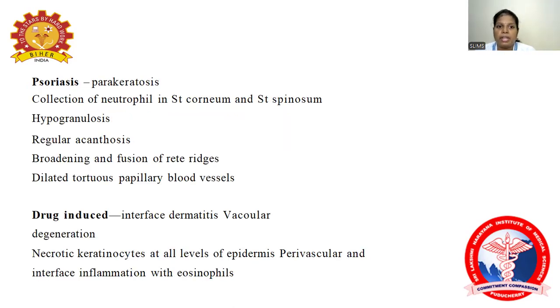In psoriasis, there can be parakeratosis, collection of neutrophils in the stratum corneum and stratum spinosum, called Munro microabscess, hypogranulosis, where the granular layer will be thinned out, regular acanthosis, broadening and fusion of rete ridges, elongation of rete ridges which appear as a camel foot appearance, and dilated tortuous papillary blood vessels. In drug-induced, there can be interface dermatitis, vacuolar degeneration, necrotic keratinocytes at all levels of the epidermis, perivascular and interface inflammation with eosinophils.